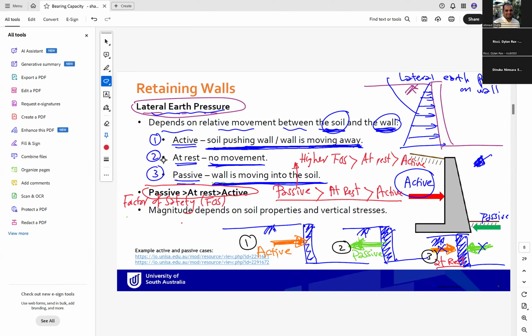Okay, so these are the three cases of earth pressure, or the pressures on walls we have: passive, active, and at rest. And as you can see here, the magnitude of the pressure depends on the soil properties and vertical stresses. So the pressures on the soil depend on two parameters: the soil properties and the vertical stresses. What are the soil properties? If you remember from previous lectures, for example, the cohesion c and the friction angle phi.